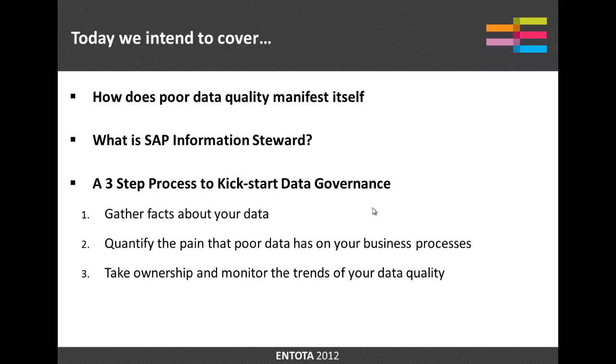And we'll break that down into the 3 steps of gathering facts about your data or profiling, quantifying the pain that poor data has on your business processes, i.e. taking those facts and turning them into rules that we wish to apply, and then taking ownership and monitoring the trends of our data quality, i.e. setting up projects and scorecards to allow us to allocate those rule results, those bindings of those rule results, out to the individuals in the business who are going to be responsible for resolving the data issues, cleansing the data, remediating the data problems, and improving the business process that is affected by that data.